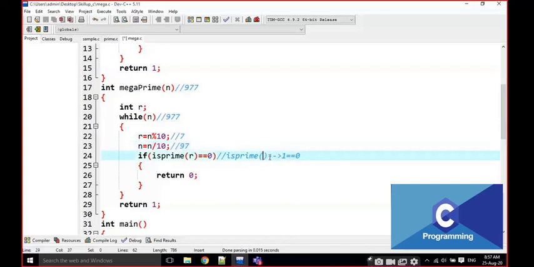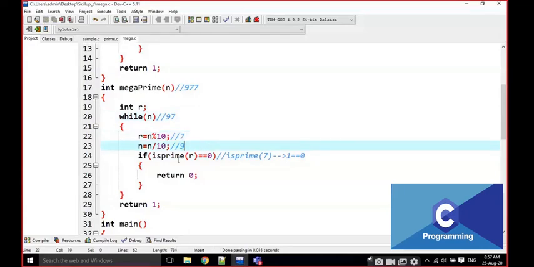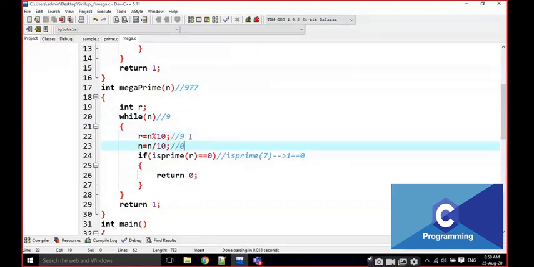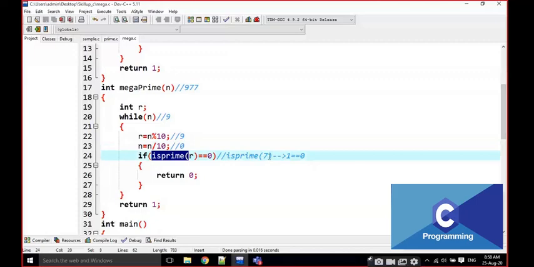Now I am going to check is prime of 7. Yes, 7 is prime, then it returns 1. 1 is equal to 0, that is false. Then it is moving back here. What is new n value? 97. If it is 97, R is 7 and n is 9. Again it is going to check is prime of 7. Yes, and it returns 1, and we check is 1 equal to 0? No, not at all. Then it is moving back again. What is new n value? New n value is 9 here, and now R value is 9 and n value becomes 0 here. Okay, now I am going to check is prime of 9.